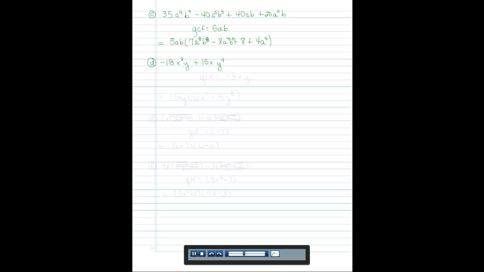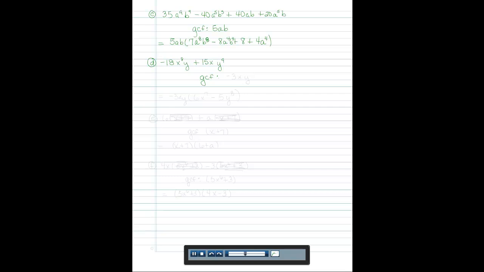So our first term of the problem is negative 18. Our GCF is going to be negative. So when we factor out the negative, yes, the signs are going to change. So if the signs are going to change, this second sign is going to be negative? Yes, it would be negative. Okay?